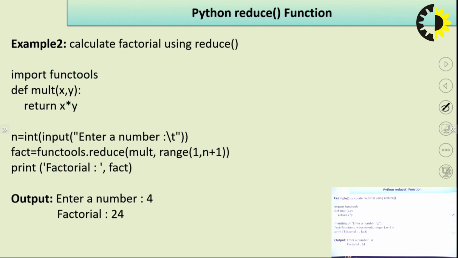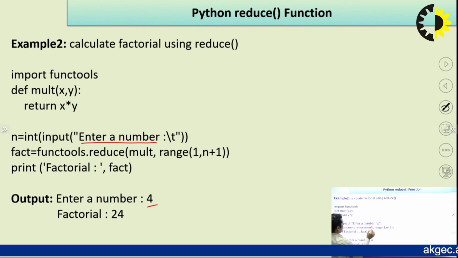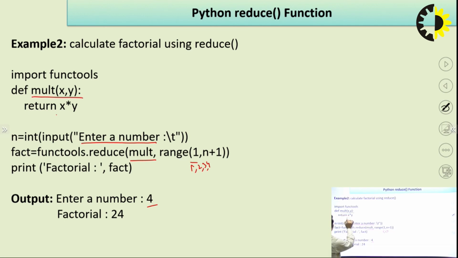Same here, we will use the factorial function, calculating factorial using reduce. So how to enter a number? Just guess the number is 4, and we will apply the same range from 1 to 4. n plus 1, 4 plus 1 is 5, 5 is excluded, so the range is 1 to 4. This will produce 1 2 3 4. Okay, apply the mult function x into y. Just see, 1 2 3 4 with the mult function.